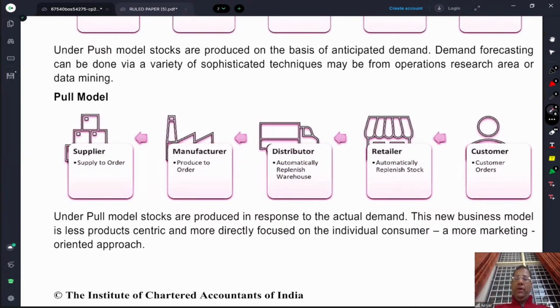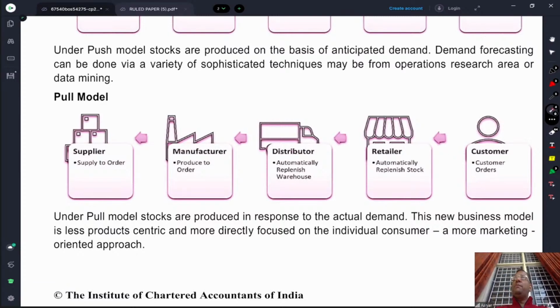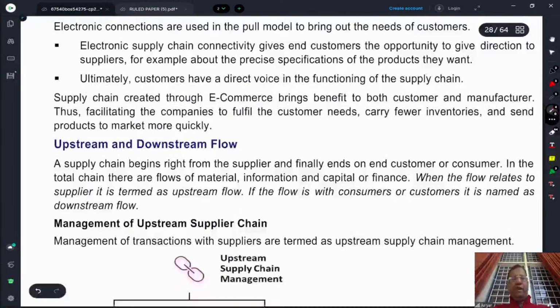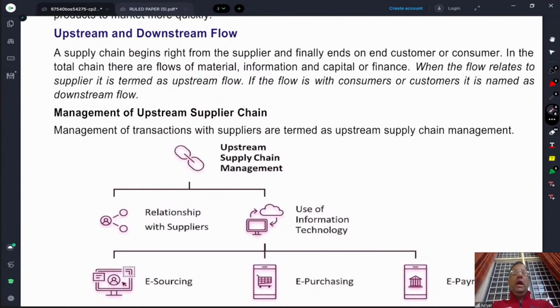Okay. In pull model, the starting point is customer. Unless and until customer requests the order, you will not manufacture, you will not order the raw material. So basically, the modern supply chain management works only and only in pull model, not in the push model. Now, beta, very simple point. Now, this is very, very important. The remaining discussion will revolve around this point, upstream and downstream flow.